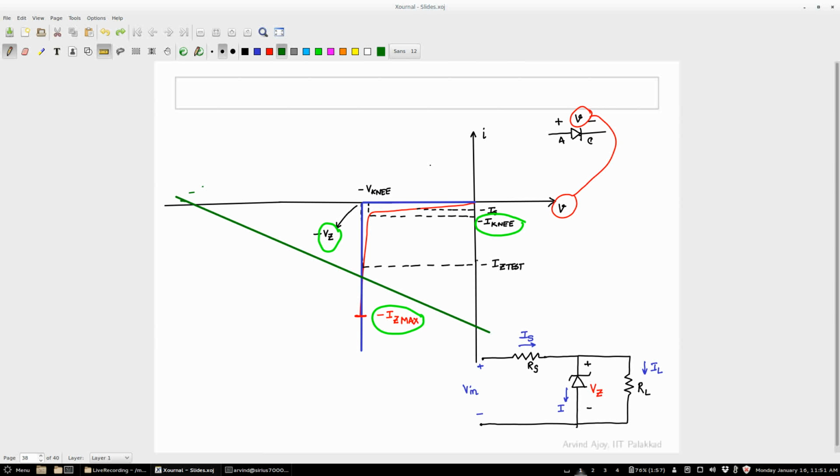Can you tell me the limits here? What is this value? It will be V, yeah, right? It will be minus V in minus Vz. Assume now this V in is not changing, right? Assume it's a fixed value. So it will be minus V in.